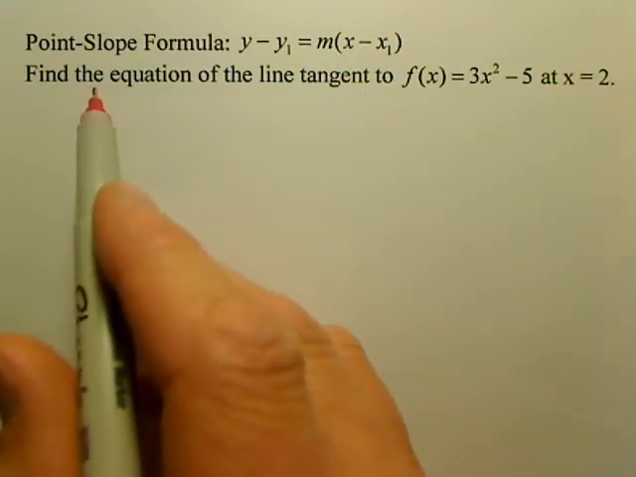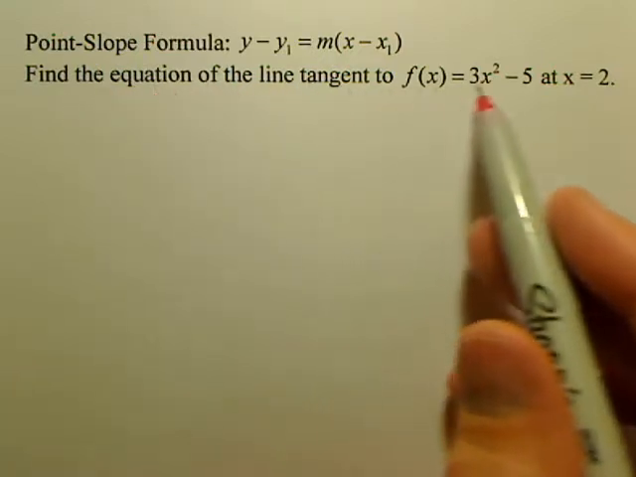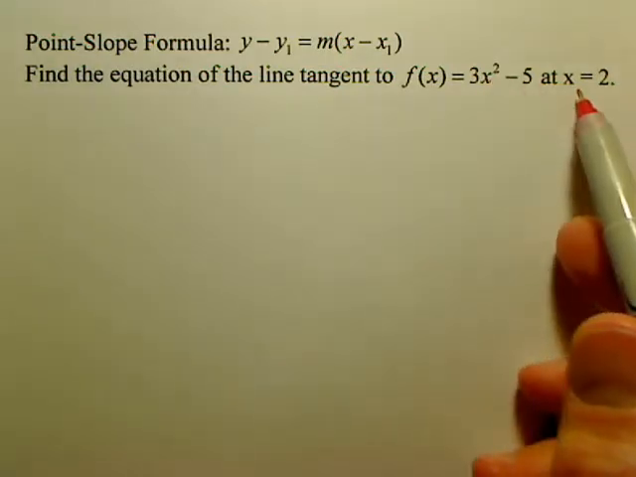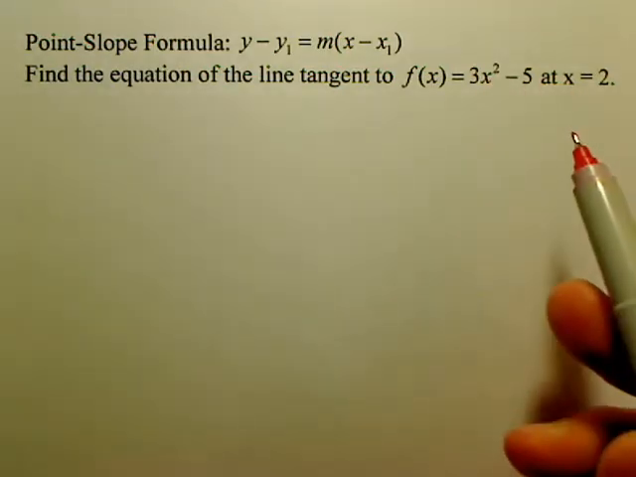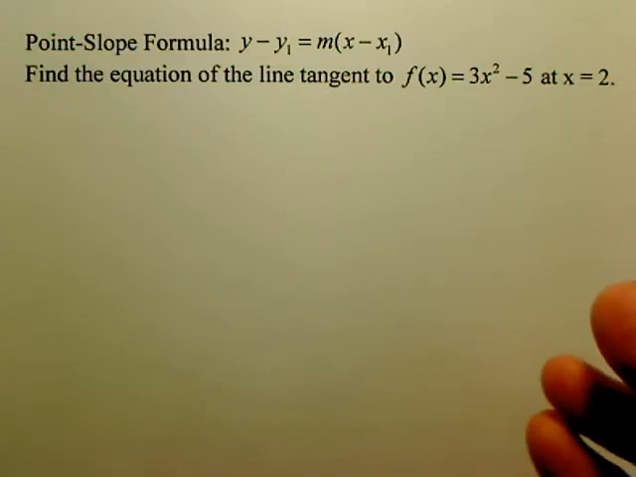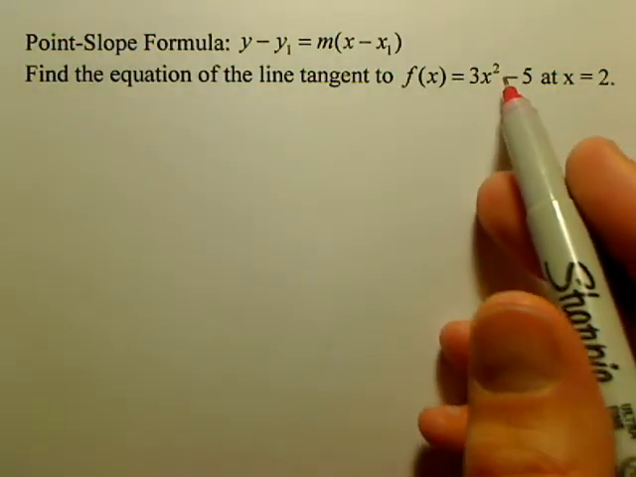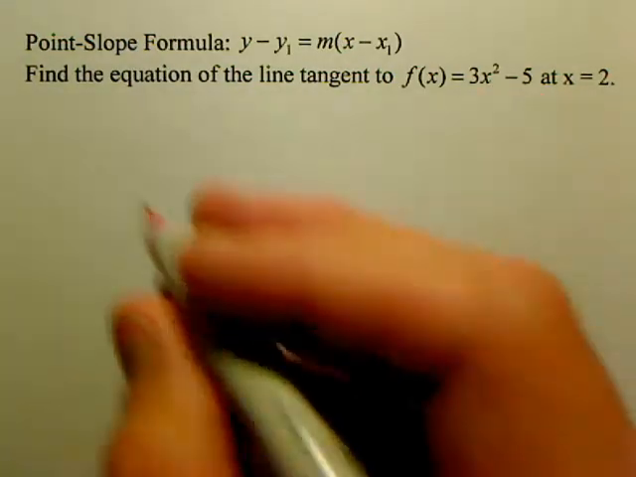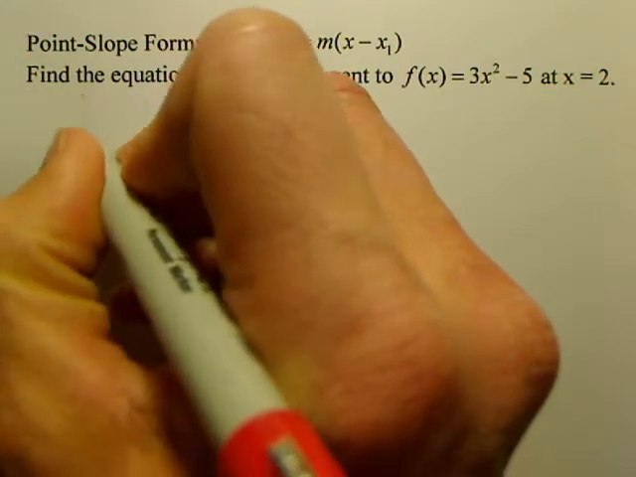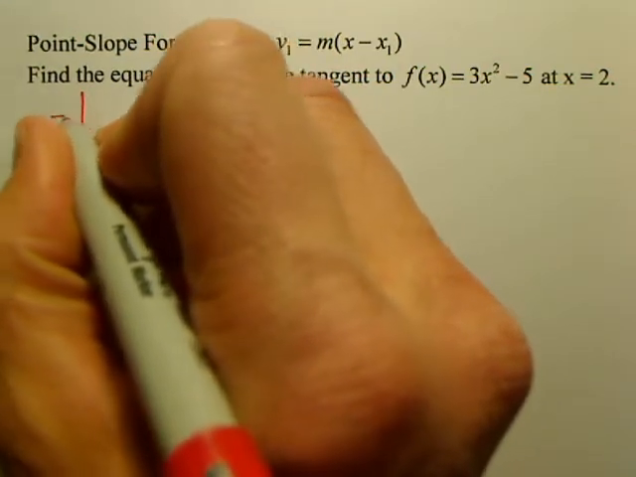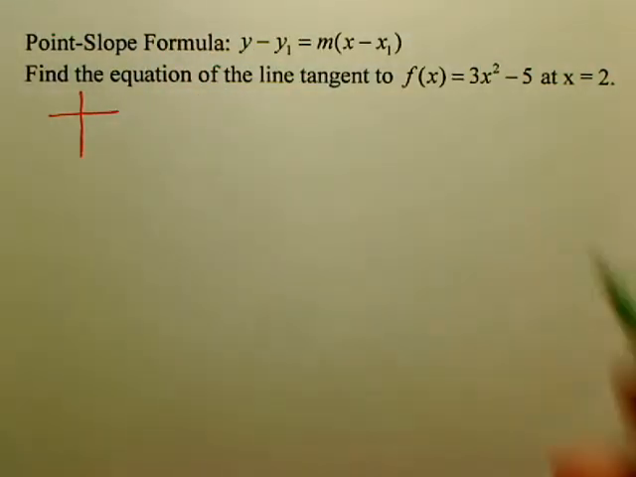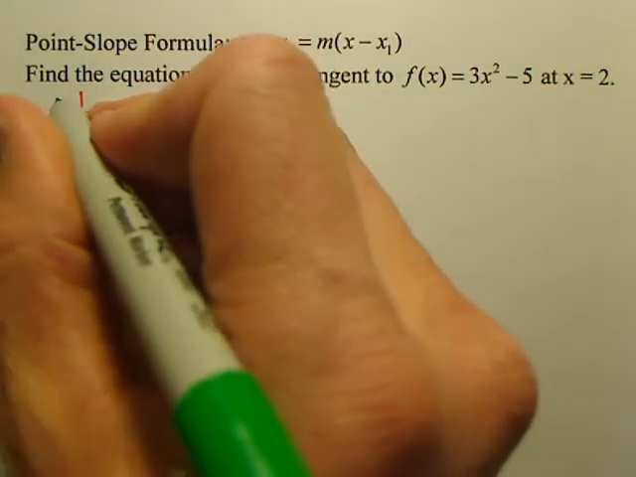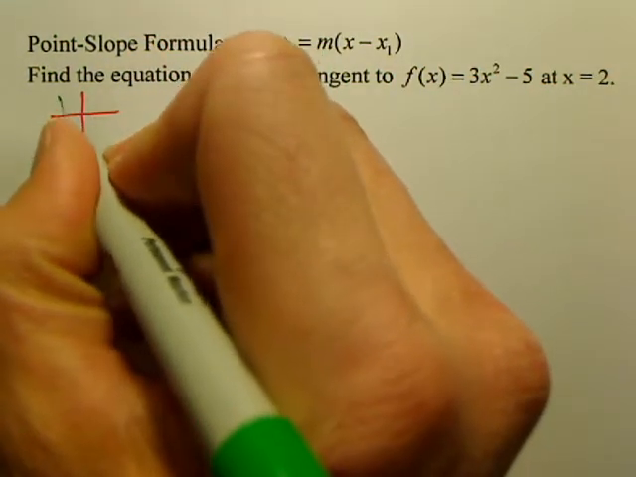When you're asking for the equation of a line tangent to a function at a specific point, it helps to think of a picture if you can visualize the graph. Hopefully you can understand this graph right here is a parabola. So if we made a very quick sketch, you have a parabola that might look something like this.